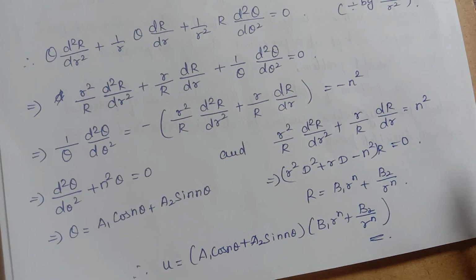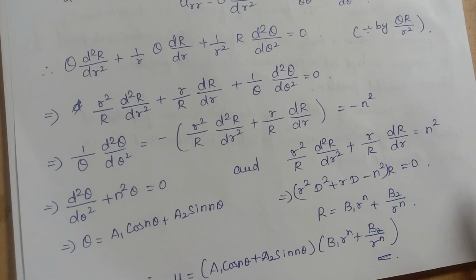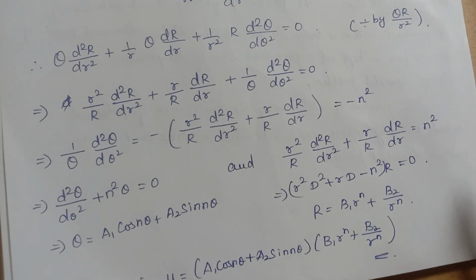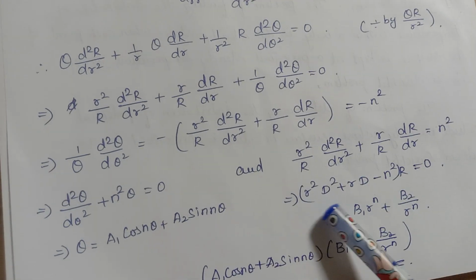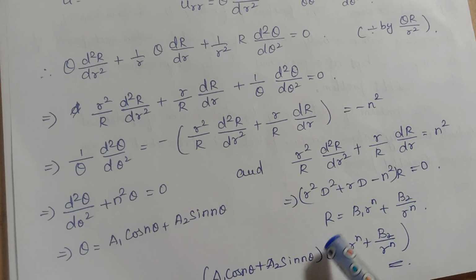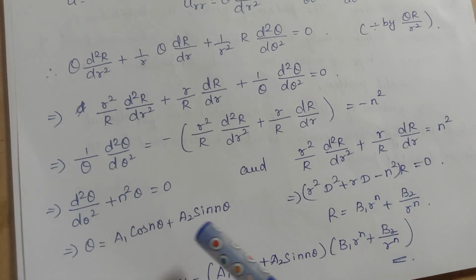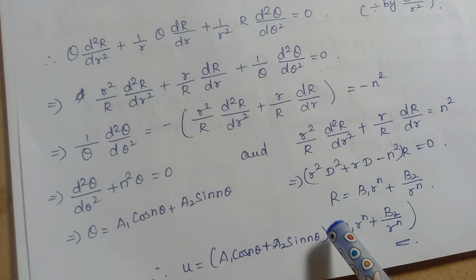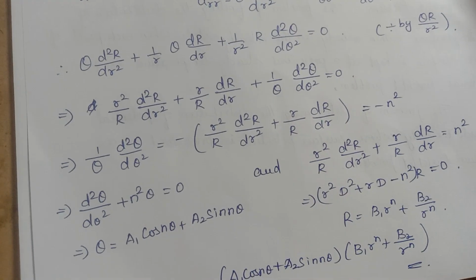Already I have uploaded a video for solving second order ordinary differential equations with constant coefficients and also for variable coefficients. So if you want to know how to find the solution, you go to that video and search there. So here a very simple method only. The solution is given by R = b1 rⁿ + b2 / rⁿ. So u is given by the product of these two, (a1 cos nθ + a2 sin nθ)(b1 rⁿ + b2 / rⁿ). So this is the solution of the Laplace equation in the case of polar coordinates.